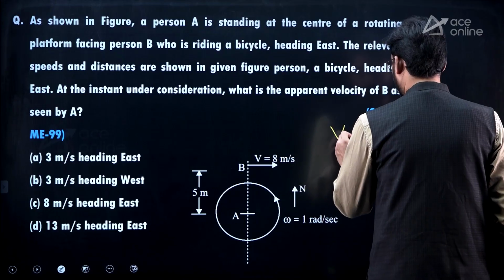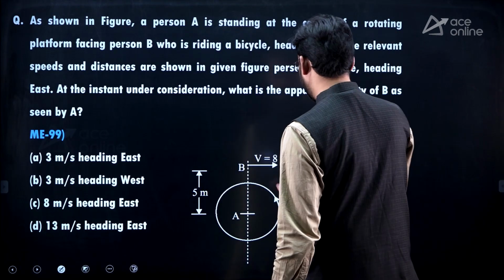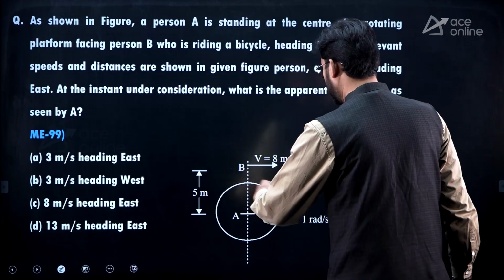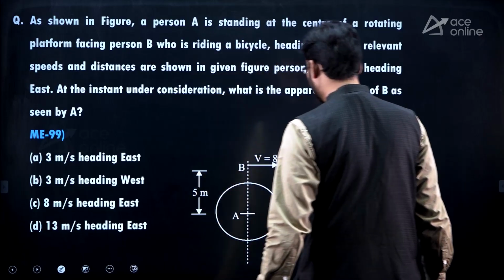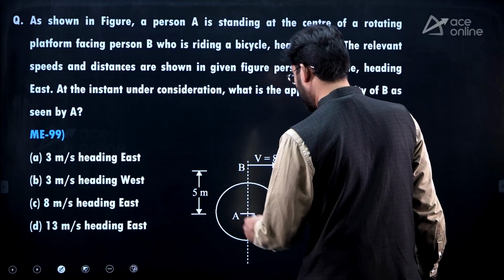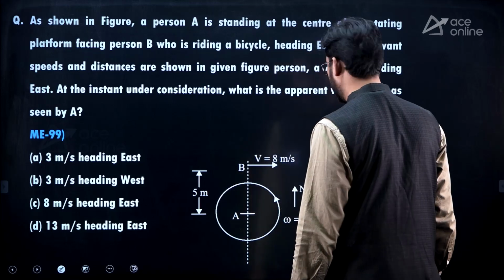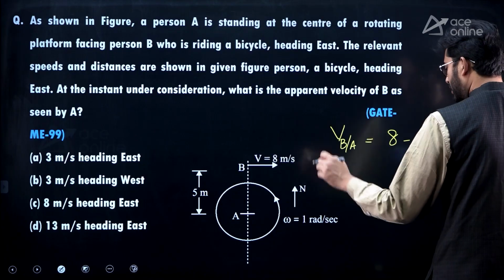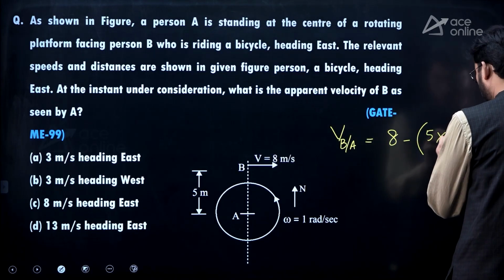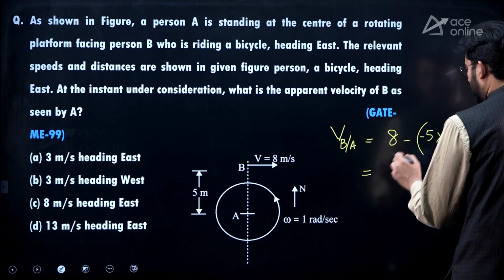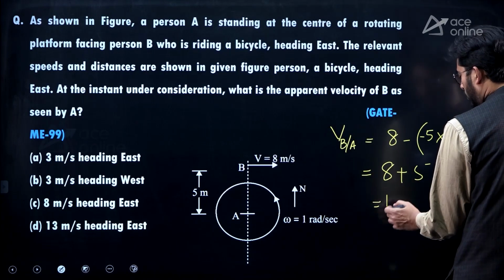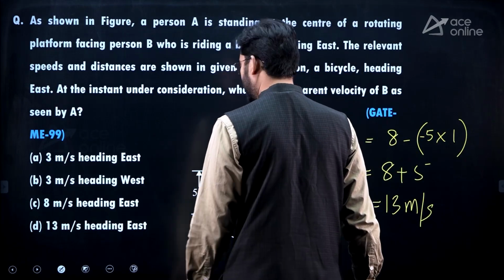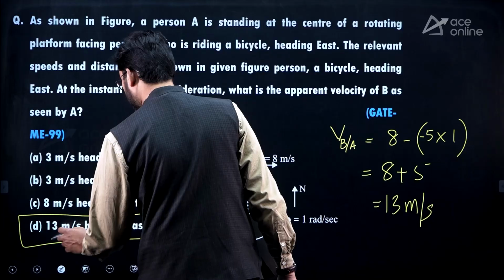So velocity of B with respect to A: B is moving with 8 meter per second, and the person is standing on the rotating disc, which is moving with 1 radian per second, and the radial position of B is 5 meters from A. So 8 minus of minus, the radial position 5 into omega, will be minus of minus, which is 8 plus 5, equal to 13 meter per second. That will be the velocity. That is option D is the answer.